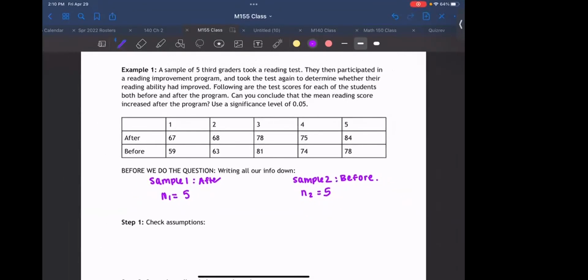All right, so step 1, we are going to check our assumptions. On the quiz, I'll write down what the assumptions are. The first one is, do we use the 2 sample? No, gosh. Or do we have independent or paired samples here?